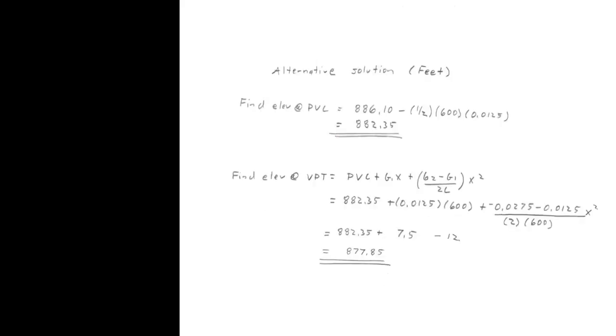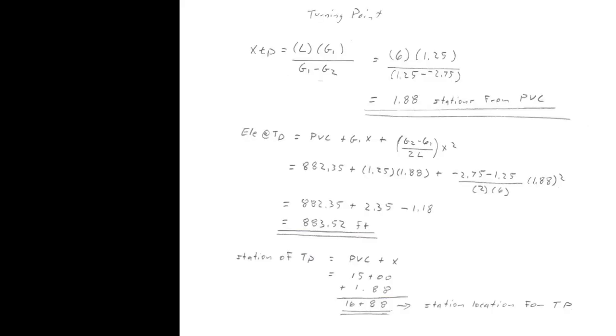An alternative solution. The difference here is this one is used in feet and in decimal points for the grade. Again, you will see that the elevation of the PVC is still 882.35, and the elevation of the VPT is 877.85. Turning point. This is the high point and low point of the curve.